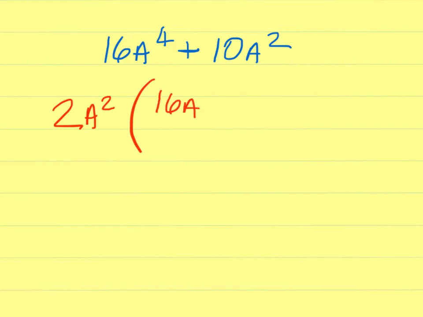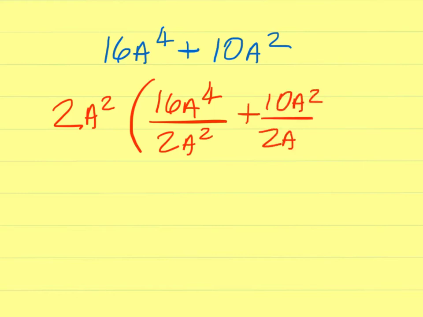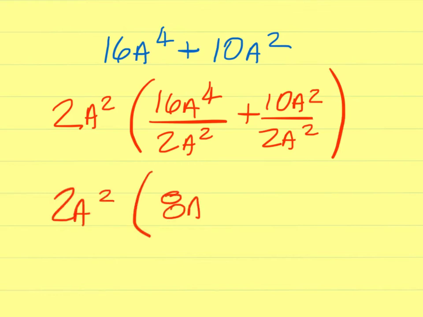This practice problem is 16a to the fourth plus 10a to the second. For the practice problem, the highest number you can take out of 16 and 10 will be 2, and the highest power of a that comes out will be a squared. Go back and divide 16a to the fourth over 2a squared, and then 10a squared divided by 2a squared. Simplify what's inside of the parentheses to get 8a squared plus 5.